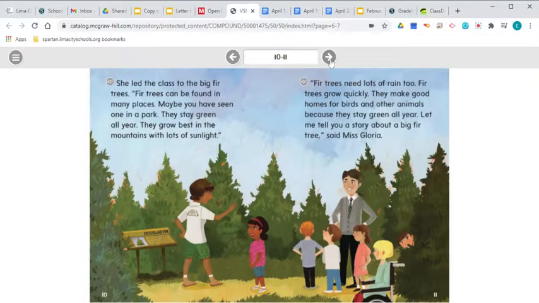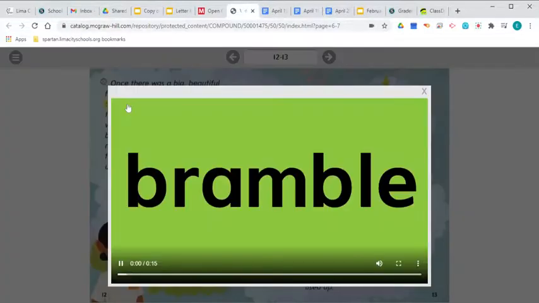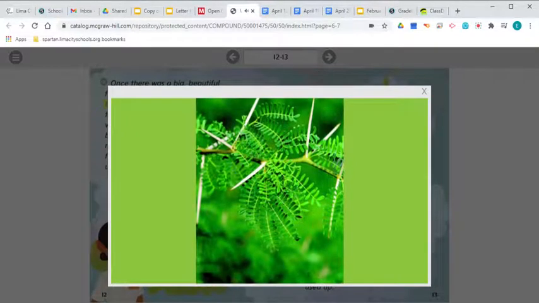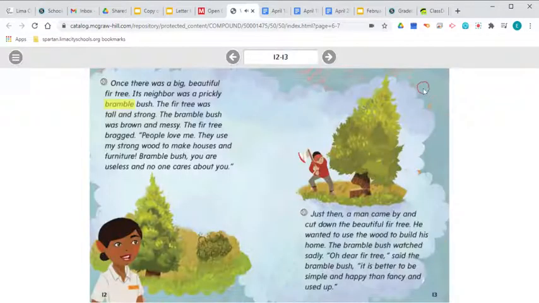All right, let's look for our next vocabulary word. They are in yellow. There it is. This is the word bramble. Its neighbor was a prickly bramble bush. Bramble. Bush with thorns. Carrie was scratched by the bramble. The bush's thorns were sharp. All right, so a bramble bush has sticky thorns on it because a bramble bush is a bush with thorns.